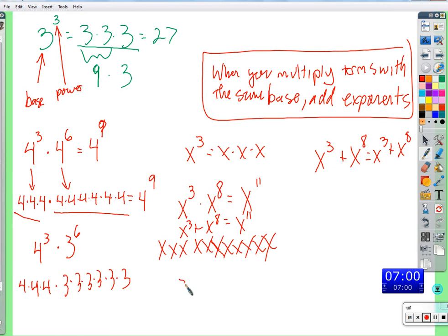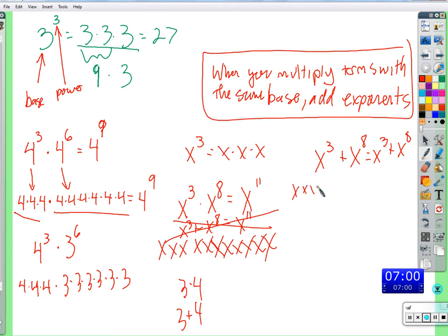If we do 3 times 4, that's 12. 3 plus 4, that's 7. I'm not going to get the same answer by multiplying and by adding. Okay? This can't be true. Let's break it out into its longer form and see why that can't be true.